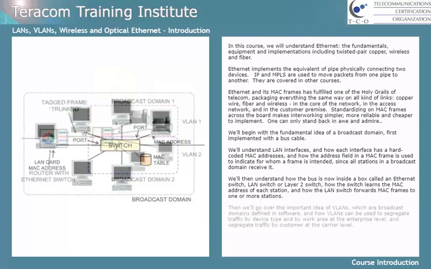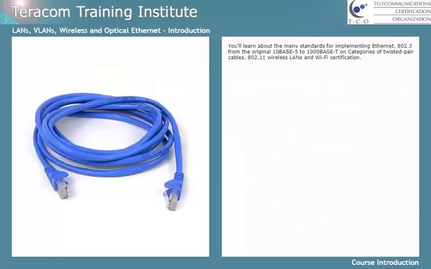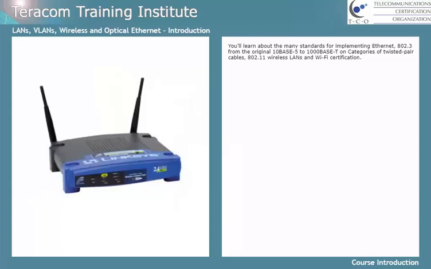Then we'll go over the important idea of VLANs, which are broadcast domains defined in software, and how VLANs can be used to segregate traffic by device type and by work area at the enterprise level, and segregate traffic by customer at the carrier level. You'll learn about the many standards for implementing Ethernet, 802.3 from the original 10 base 5 to 1000 base T on categories of twisted pair cables, 802.11 wireless LANs, and Wi-Fi certification thereof.